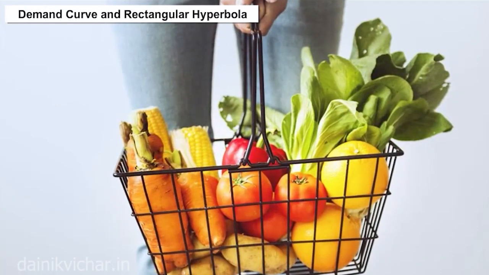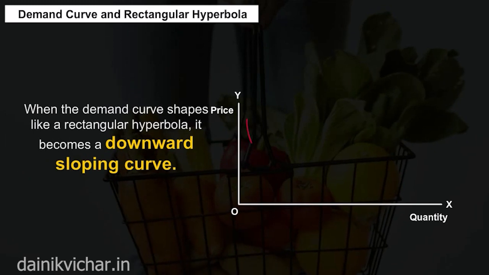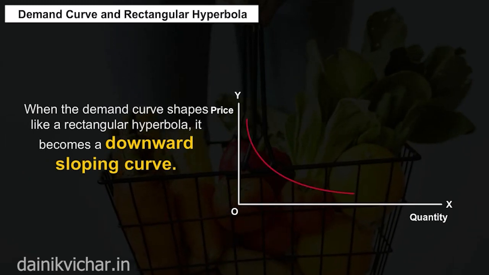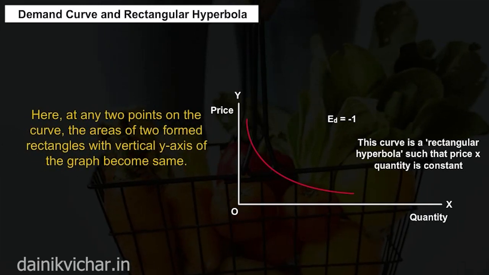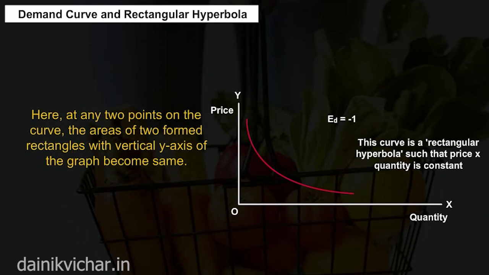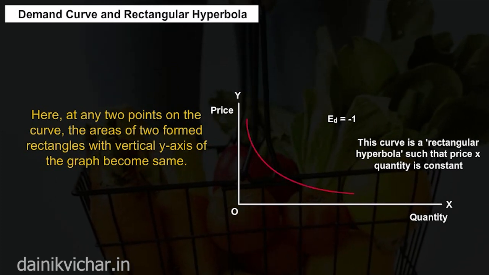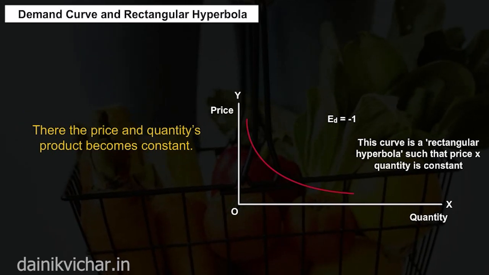Demand curve and rectangular hyperbola. When the demand curve is shaped like a rectangular hyperbola, it is a downward sloping curve. Here, at any two points on the curve, the areas of the two rectangles formed with the axes of the graph are the same. There the product of price and quantity is constant.